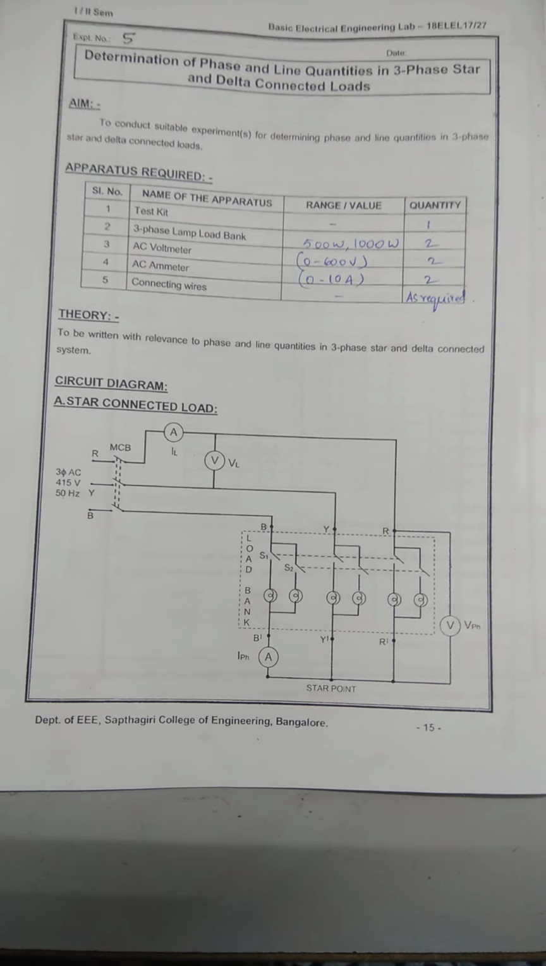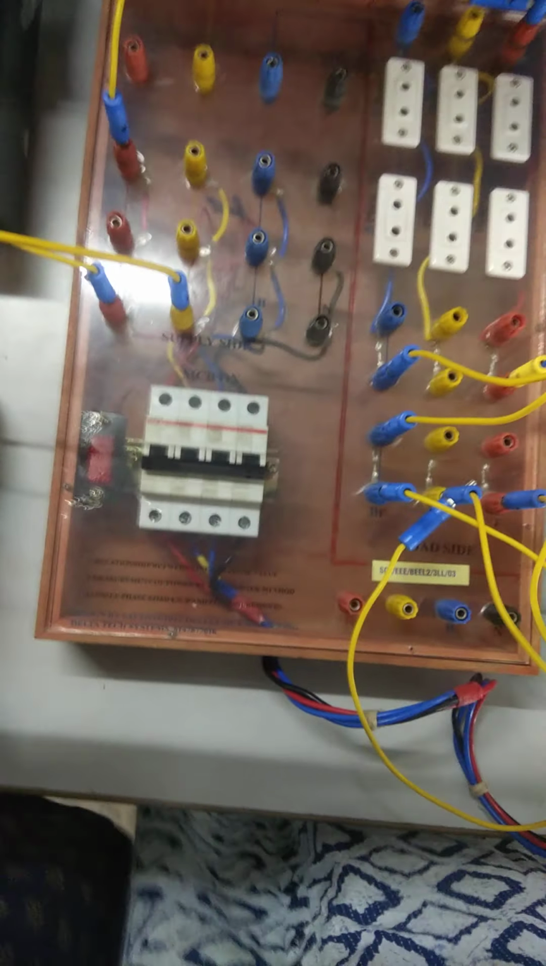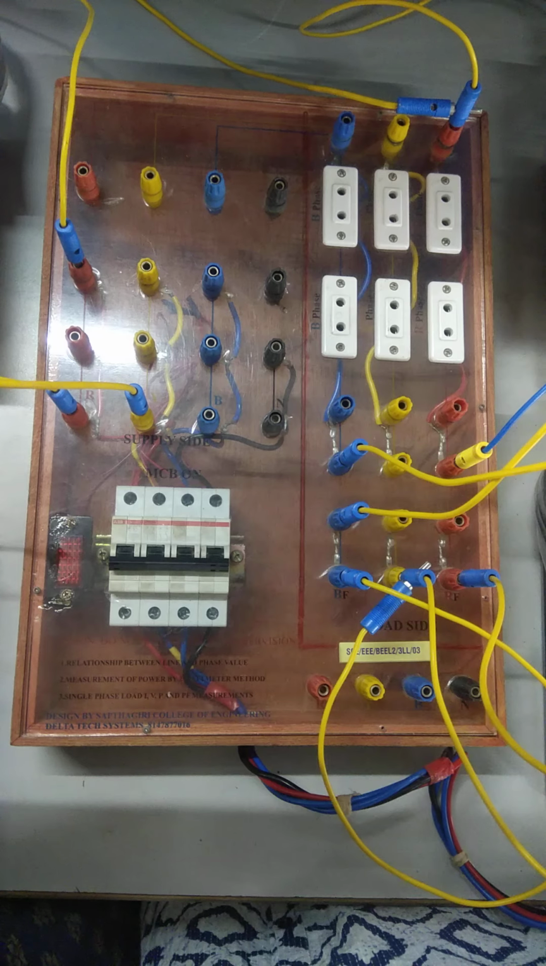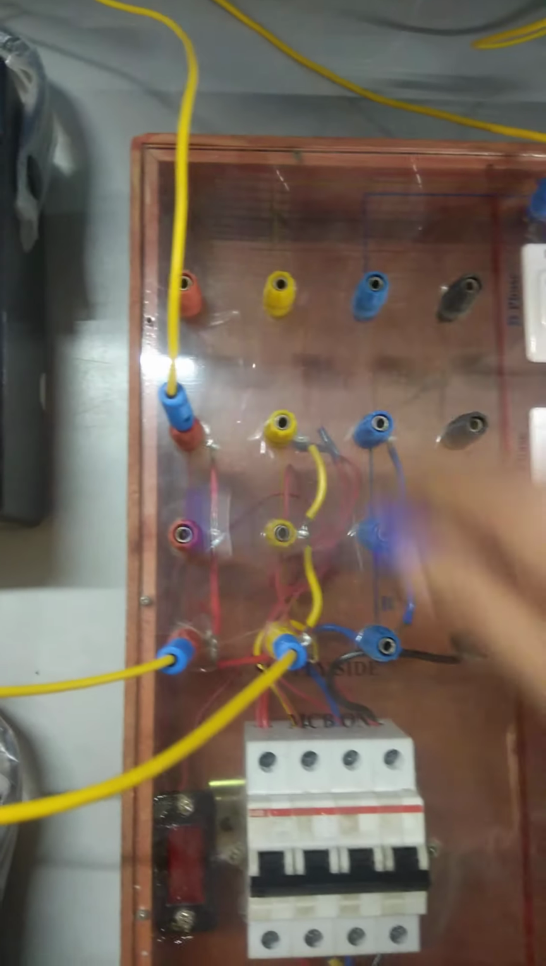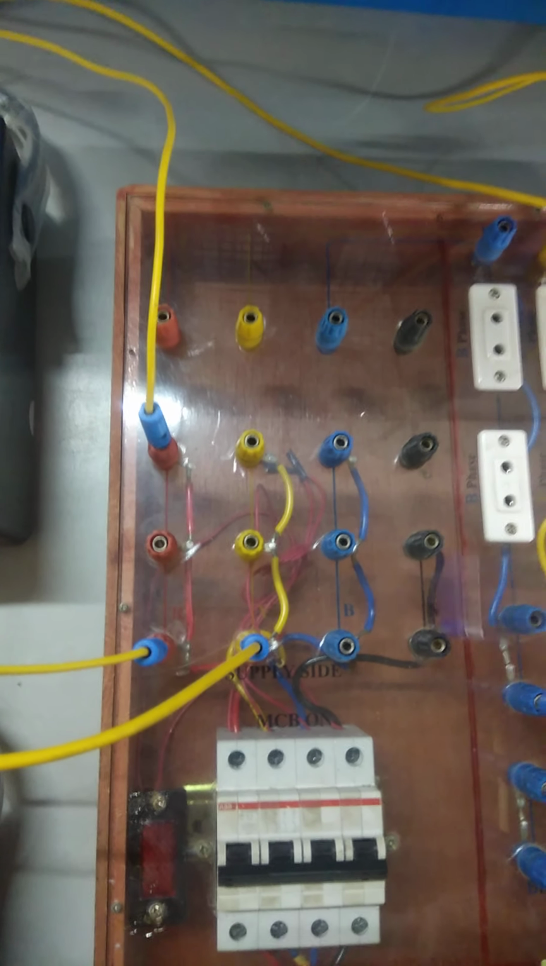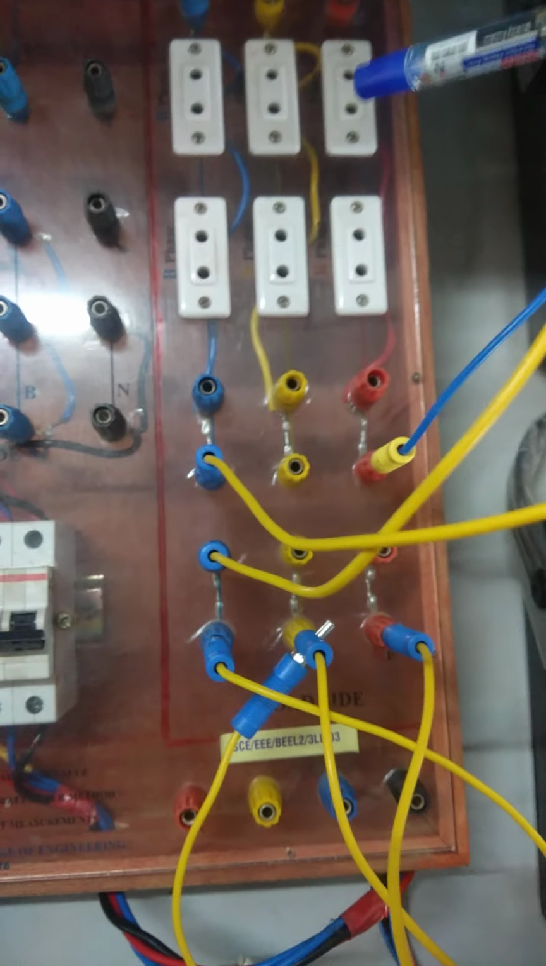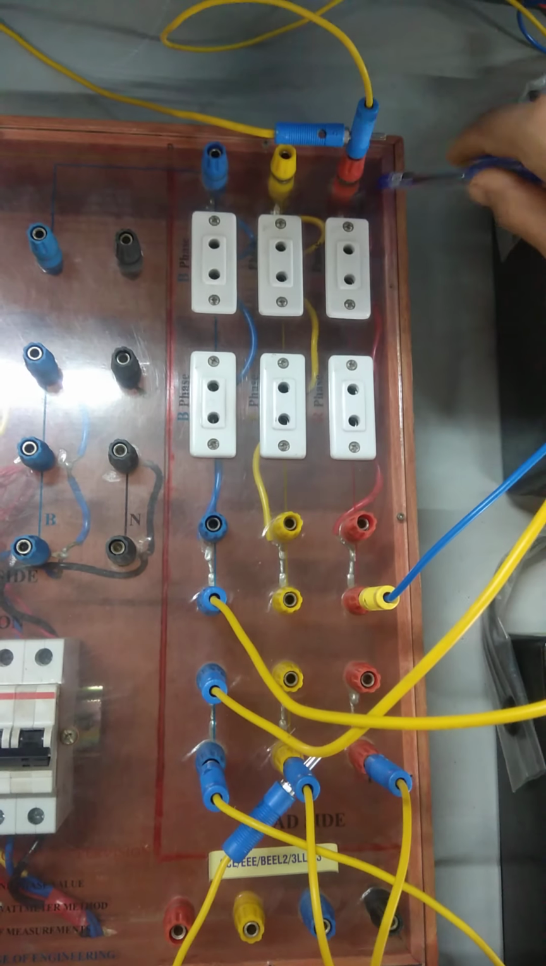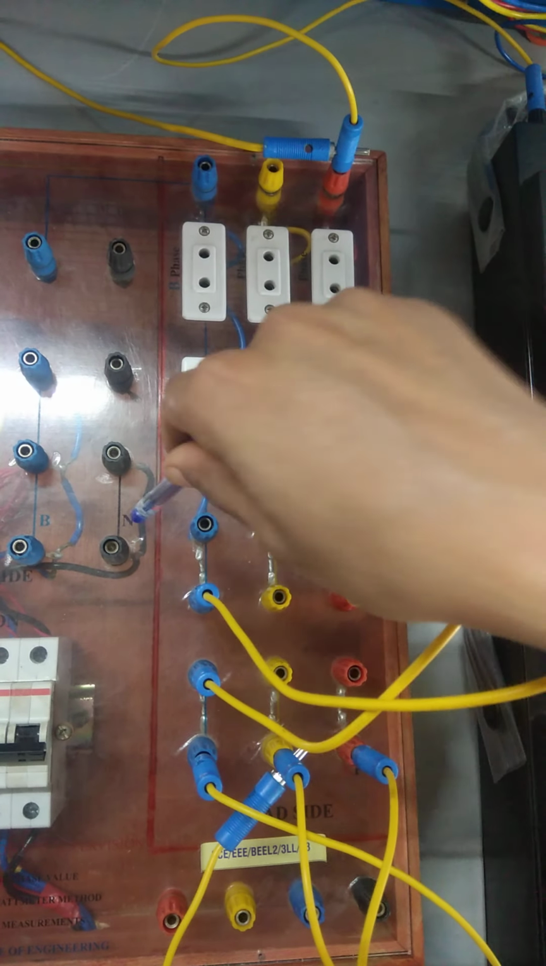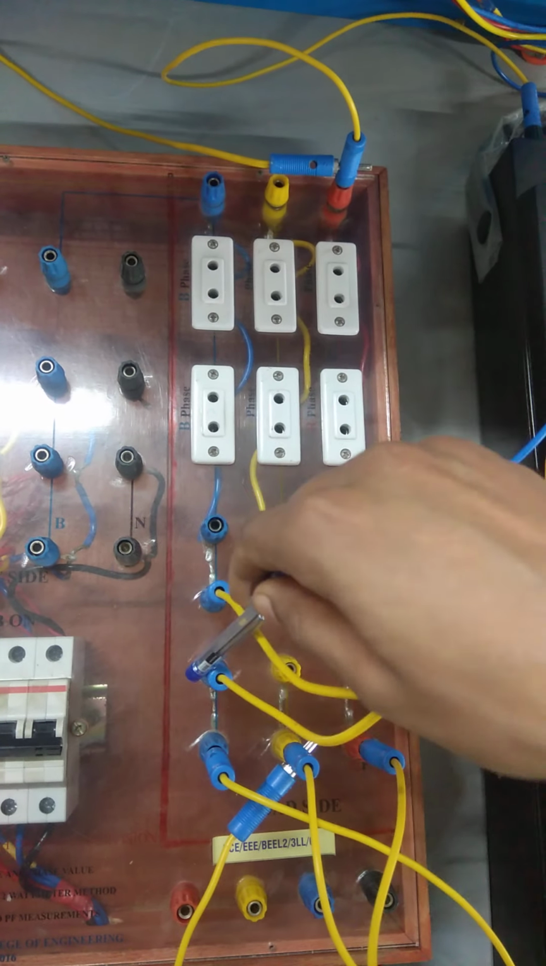Practically, I'll show you the connections done for the star connection. This is the test kit with which we are going to measure the line and phase values of star connected loads. Here we have the MCB. These are the supply points, that is R phase, Y phase, B phase, and neutral. This side is the load side. This is the starting point of the load and this is the finishing point of the nodes. This is R phase, Y phase and B phase, and this is the supply.